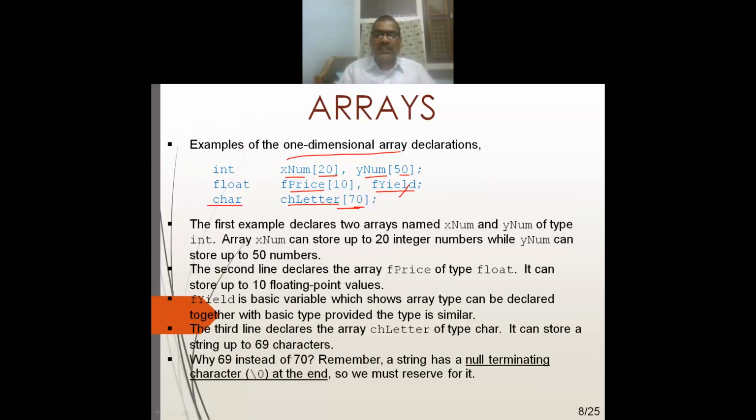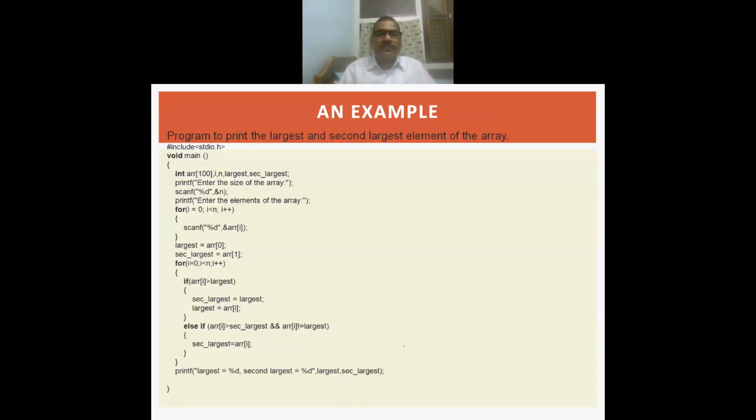So why 69 instead of 70 here? Because every string has to be terminated with a null character, backslash 0 at the end. That is the reason we have to declare one extra. Suppose you want to store 5 characters in the character array, you have to declare the size as 6, because one extra space is required to store the null character, which indicates the end of the character array. Fine. So this is the important concept regarding character arrays.